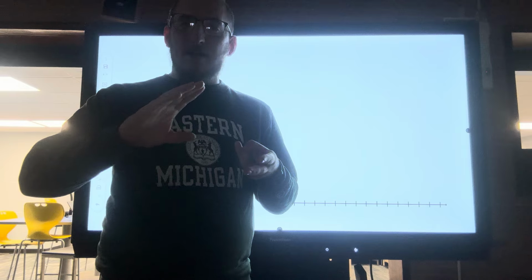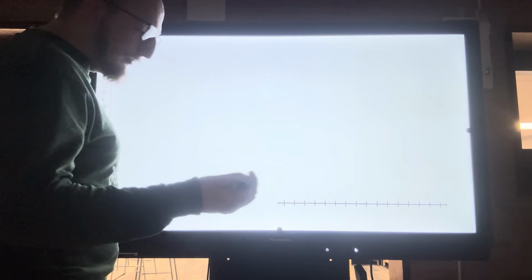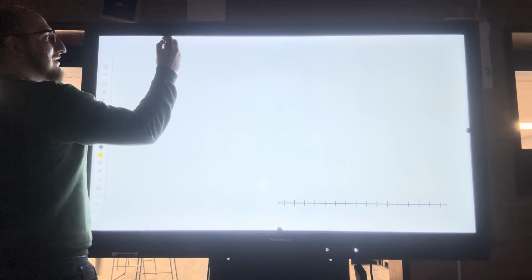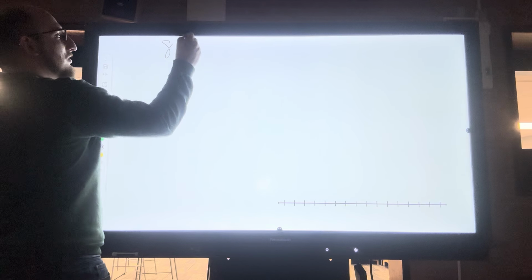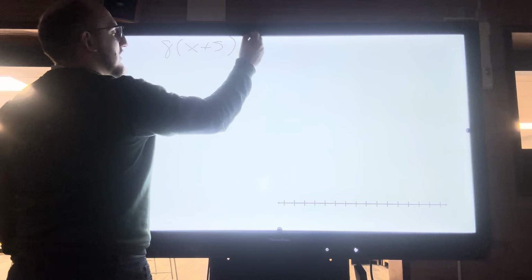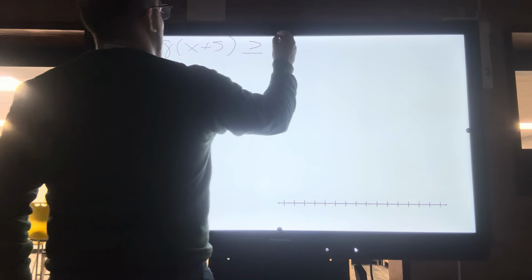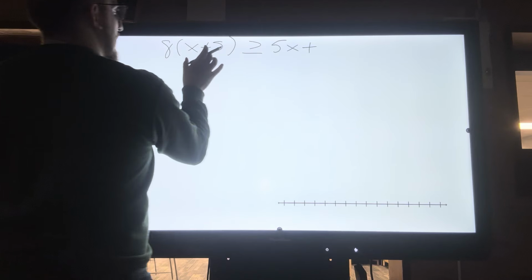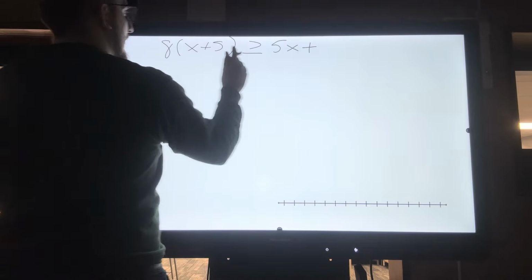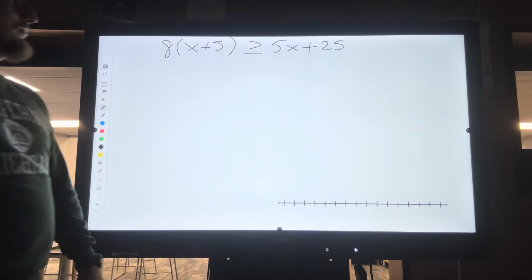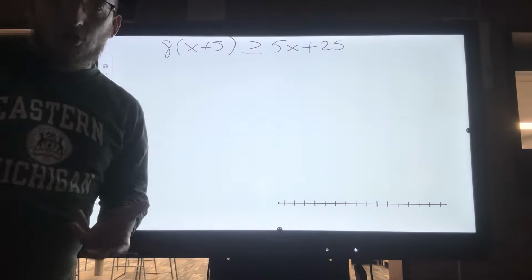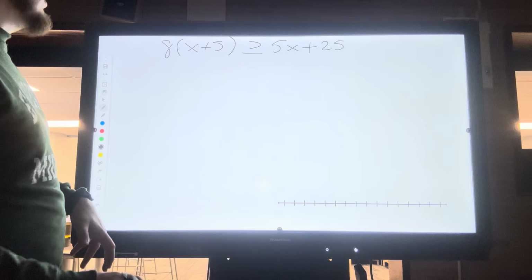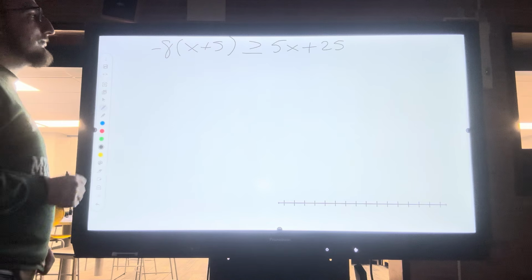But today we're going to talk about multi-step inequalities and compound inequalities. Multi-step inequalities are just like multi-step equations, except we're working with inequalities. Who would have guessed? So this would be like if we had 8(x + 5) is greater than or equal to, let's say, 5x + 25, right? Where, yes, we know how to solve this if it was an equation, but same thing when it's an inequality, right? And just to be different, I'll make that a negative.